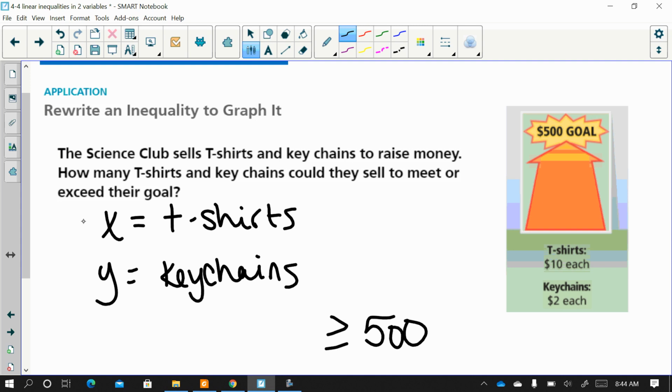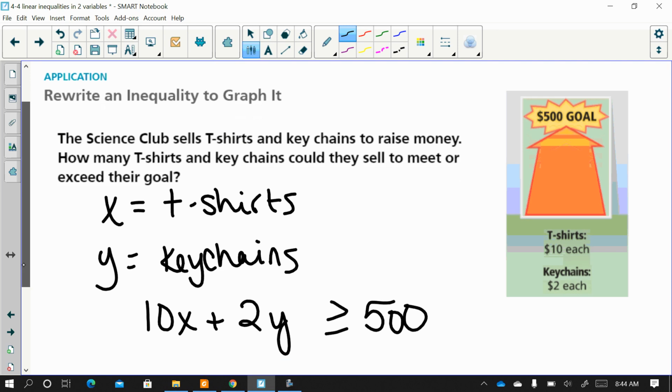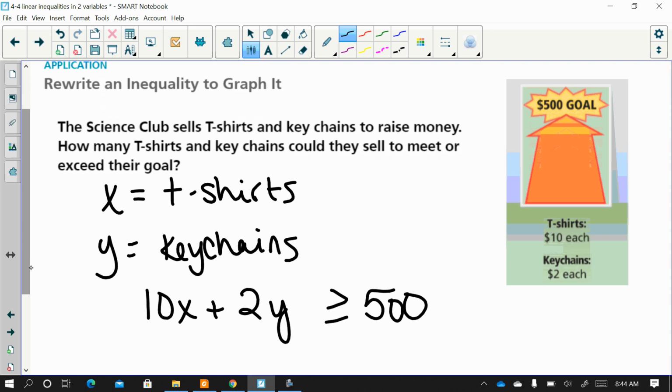Okay, so let's talk about X. Well, t-shirts are $10 each, so that's just 10X. Keychains are $2, so that's just 2Y. So this is the inequality I would like to graph: 10X plus 2Y is greater than or equal to 500.